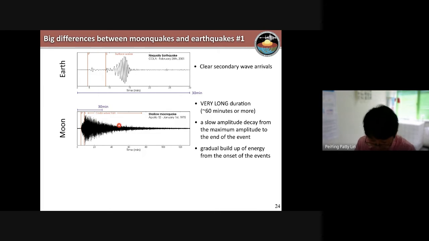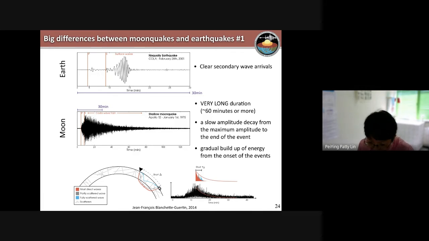And the amplitude slowly decays from the maximum amplitude to the end of the event. Also, you see that the separation between P and S is not as clean as on Earth. There is energy that gradually builds up from the P and then goes up here and decays slowly. We didn't see such a waveform on Earth. So this is the characteristic of the moonquakes.